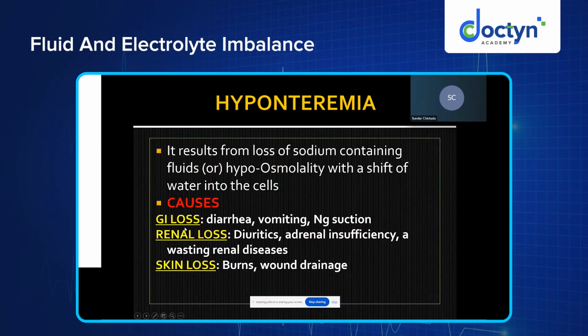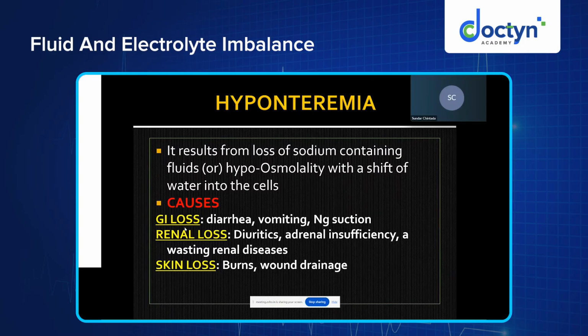So what is hyponatremia? It results from loss of sodium-containing fluids or hypoosmolality, as we talked about: movement from low solute to high solute concentration with a shift of water into the cells. So what are the causes of this hyponatremia, low sodium? There is GI loss. As we talked about, three to four organs play a very important part in maintaining fluid and electrolyte balance.